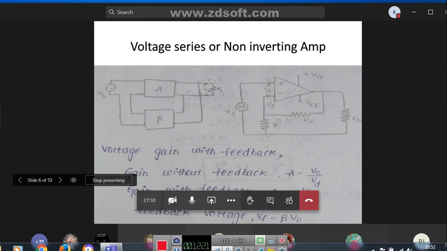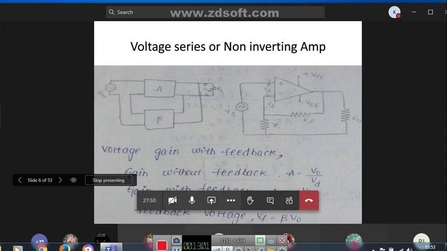See here, this is the equivalent circuit for voltage series. Here we have the feedback, that is, the part of the output is connected to the input side through RF, the feedback resistor. So why is it called a non-inverting amplifier? Because the input signal is applied to the non-inverting terminal.